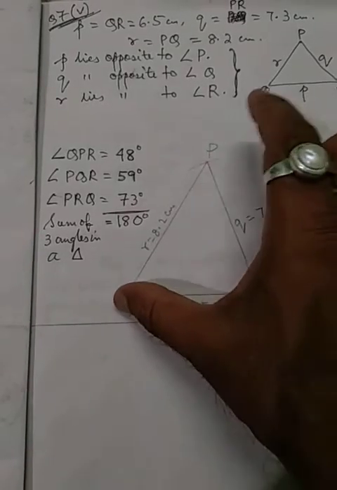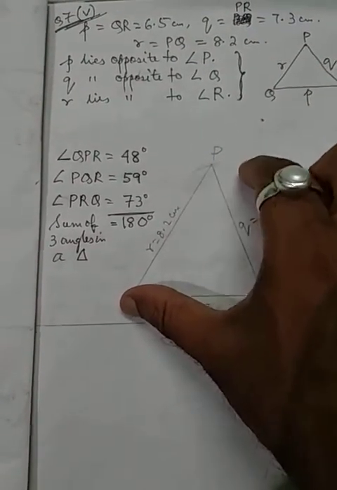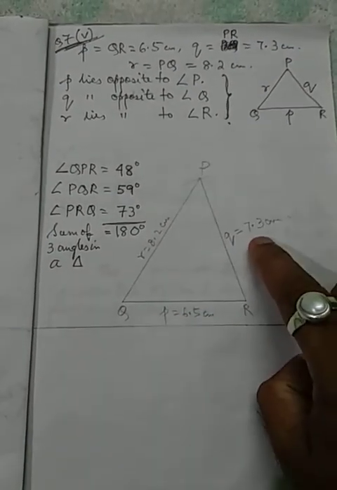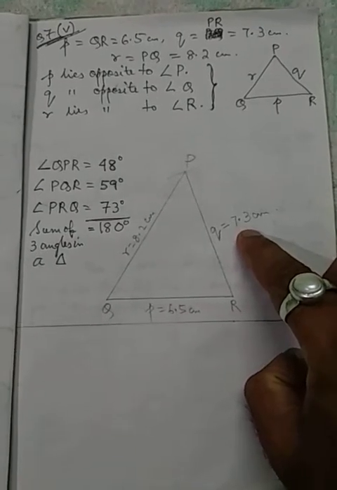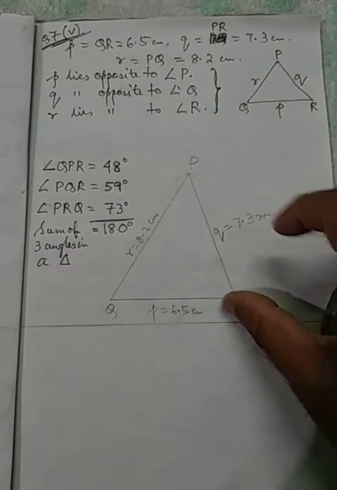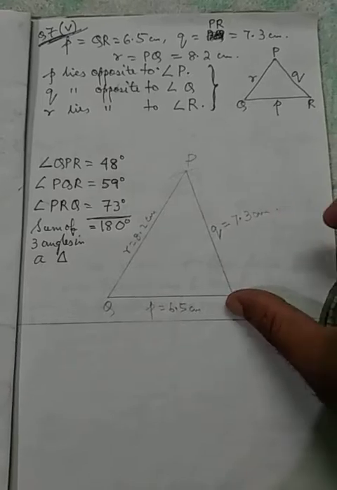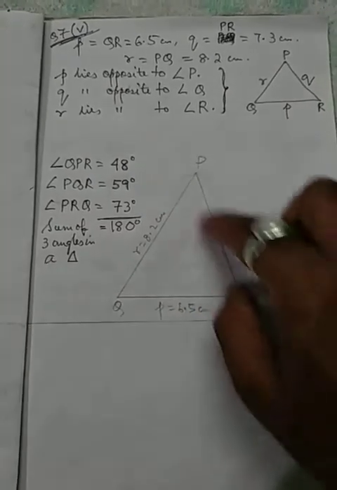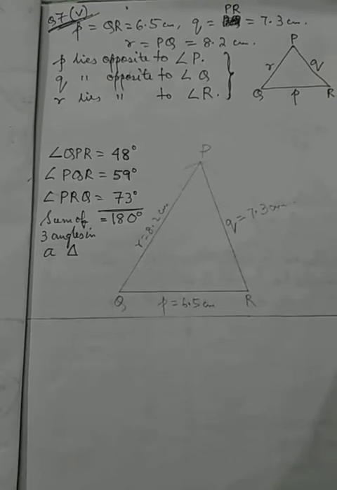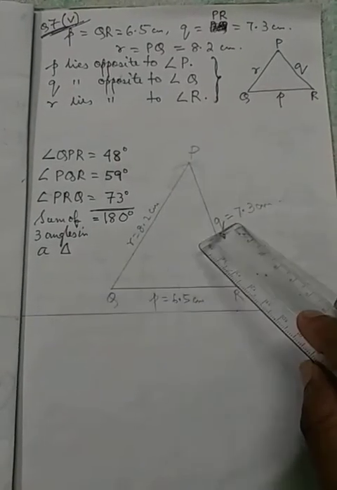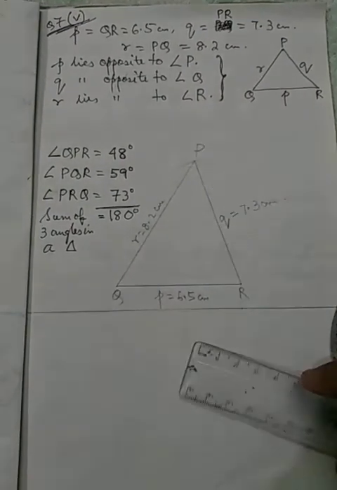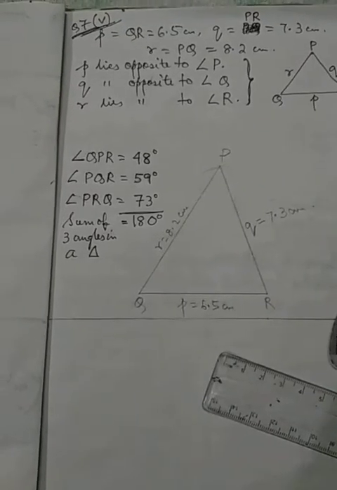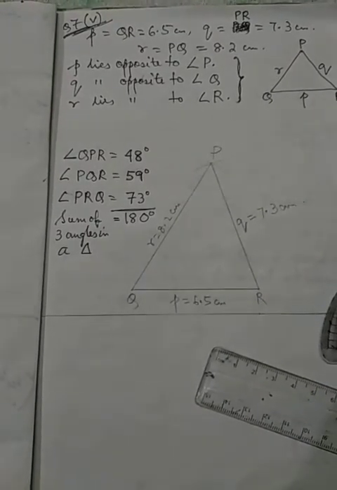So we will take an arc of 8.2 and cut from here. Then the third side is 7.3 centimeter. Take an arc of 7.3 and cut from R. You get the vertex P. The triangle is complete, and you should write the length of the sides as I have written here. So here no perpendicular bisector, nothing of that kind, a simple triangle.